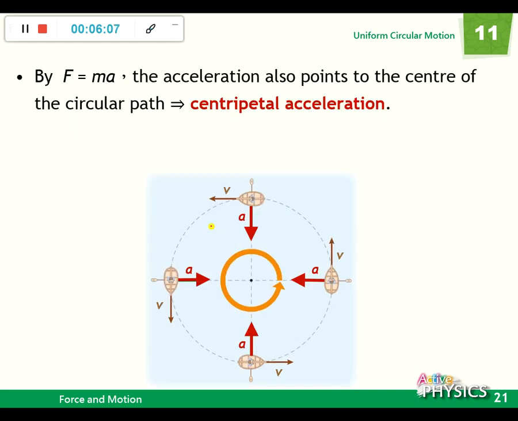And then we have this equation: F = ma. F is in this way, towards the center. Mass is a scalar, so ignore it. How about the acceleration? It should also be pointing towards the center of the circle. Then you can see this one.